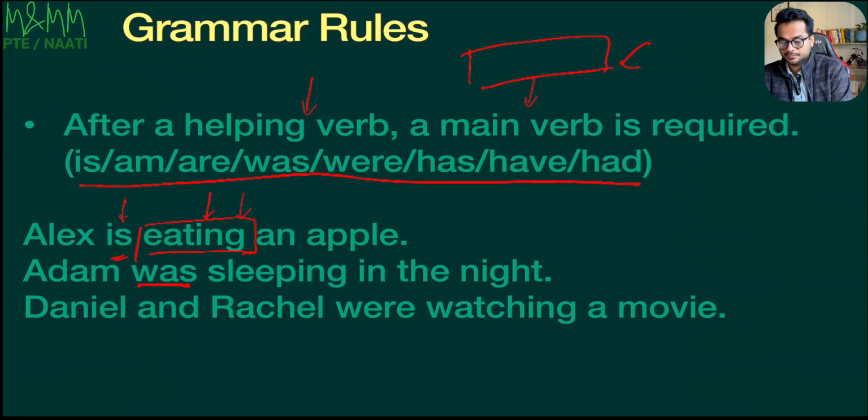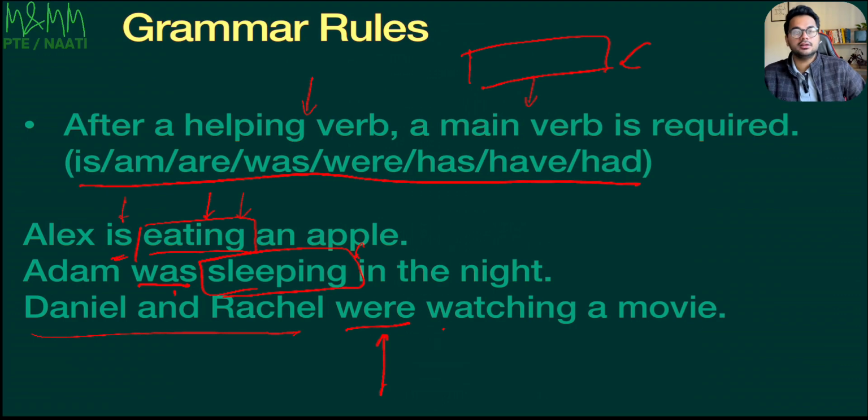Adam was. Again, there's a blank after that. So was is my helping verb and there's a blank. Adam was dash. So Adam was doing something. So Adam was sleeping in the night. Same. Daniel and Rachel were. Were is again a helping verb. And there is a blank after that. Were doing what? Were watching a movie.